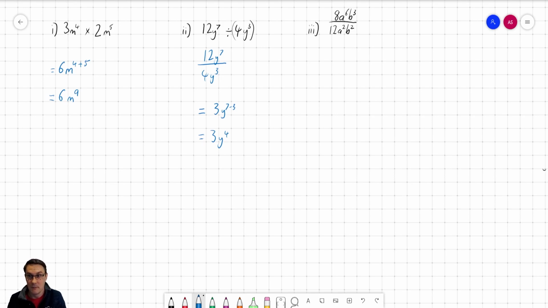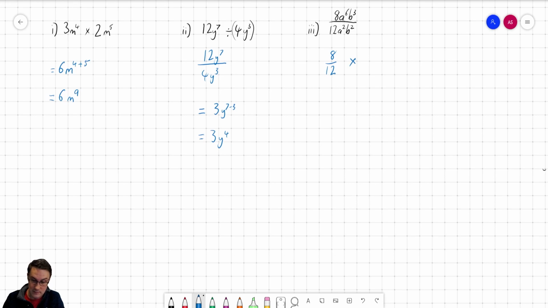Now in this last example here, we've got a more complex one with numbers and letters, and there's more than one letter here. But again, we just break this into parts as we work through this. So the first part is I want to deal with the numbers only. So I've got 8 divided by 12. That's going to be the first part here. And so I'm going to write this as 8 over 12. I might break this into parts as I write it down as well.